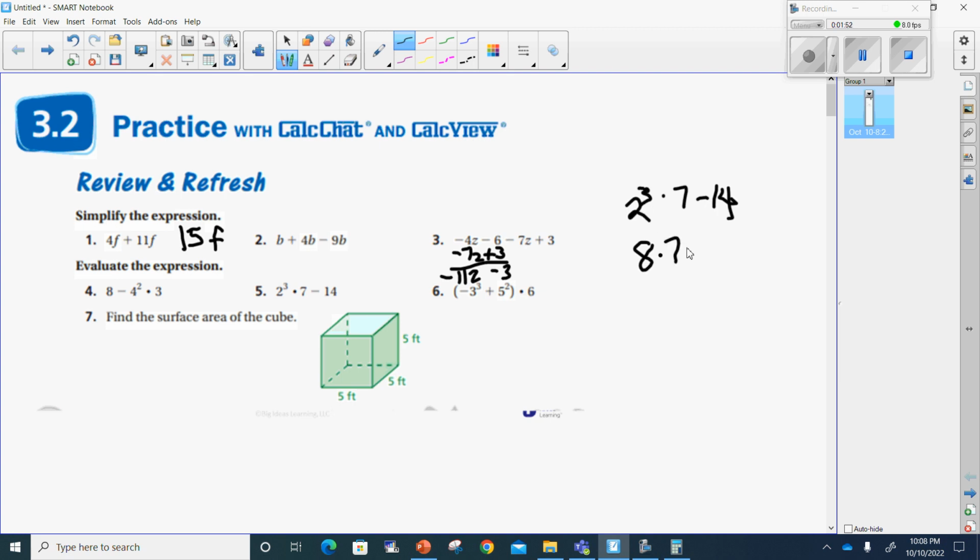Now I have 8 times 7 minus 14. I've got to do multiplication next. 8 times 7 is 56. And 56 minus 14, well, let's just put that down here. That's going to give me 42. So the answer to 5 is 42.